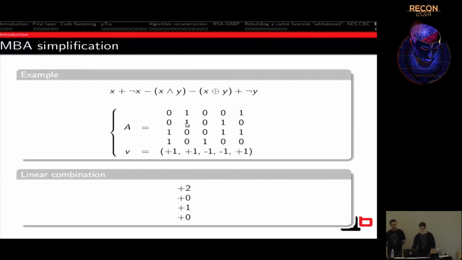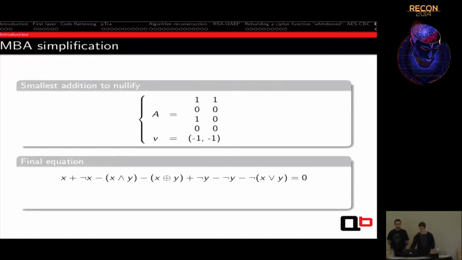Here we got 1 minus 1 for the 0, etc. And what we want is to nullify this combination, this linear combination. So we just have to subtract with 1, 0, 0, 0, then 1, 0, 1, 0. It's what we do with this matrix and V vector.